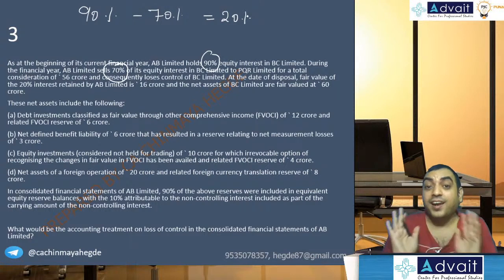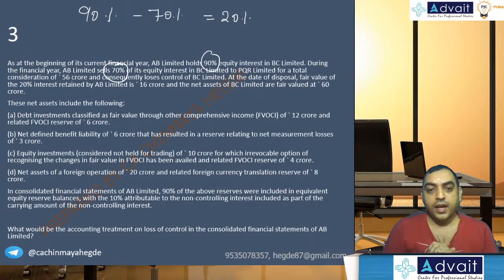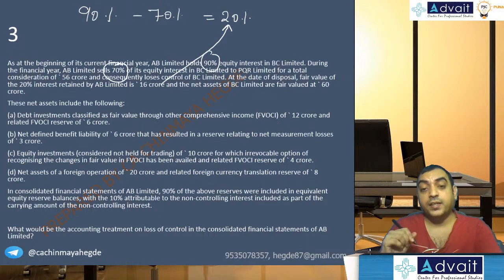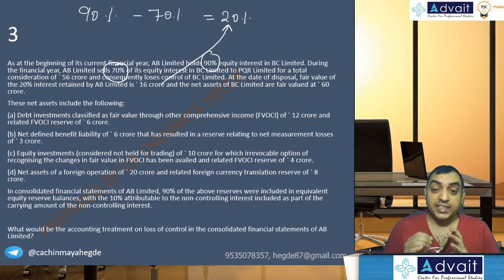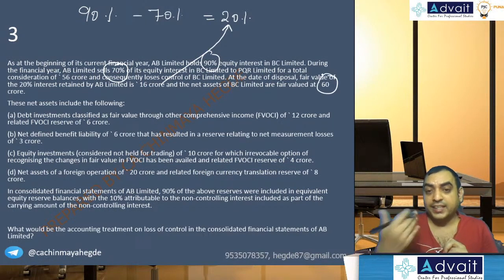This will fit into our last category. This is where many of you are having the doubts. We are doing a problem. And consequently loses the control of BC Limited. On the date of disposal, fair value of the 20% interest retained by AB Limited is 16 crores. This 20% retained is 16 crores. And the net assets of BC Limited are fair valued at 60 crore. Net assets amount to be derecognized 60 crores.